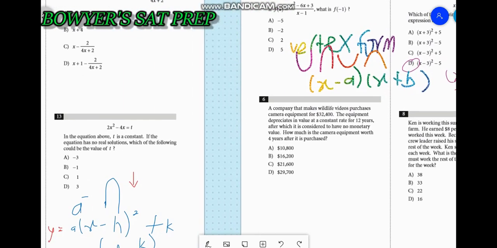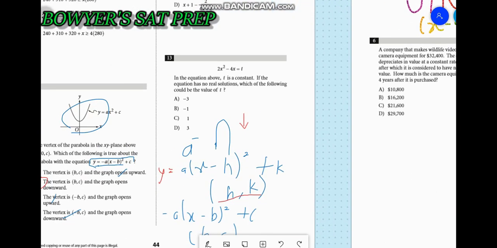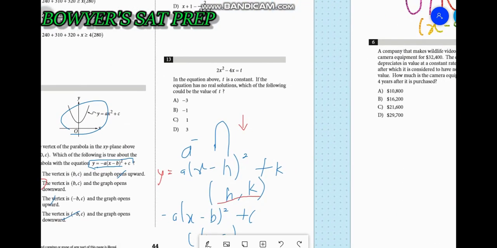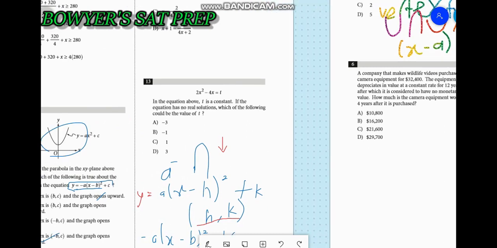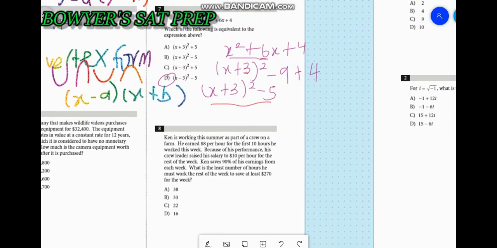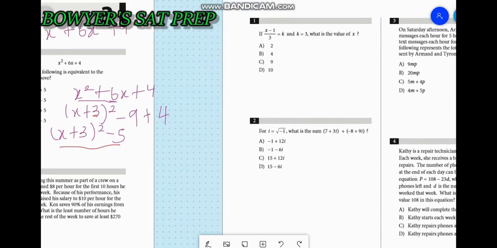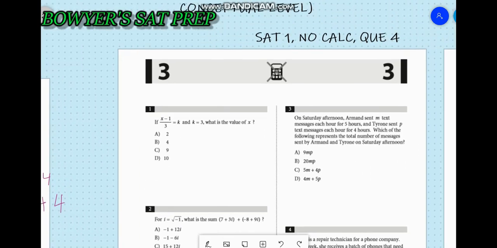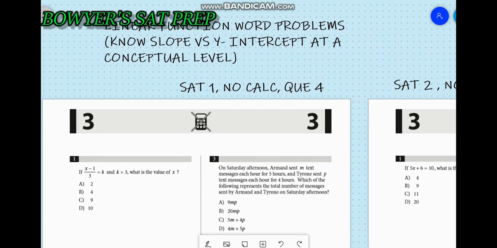So we have to know the graph too. Alright, so thank you for watching the video. Next time when we come, we'll be doing linear functions with word problems. If you have any questions, you can ask after the video.